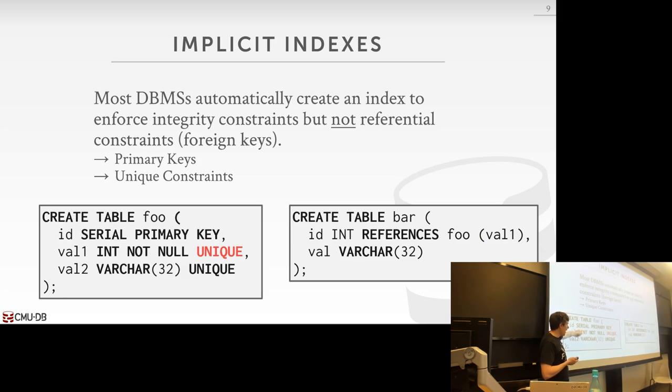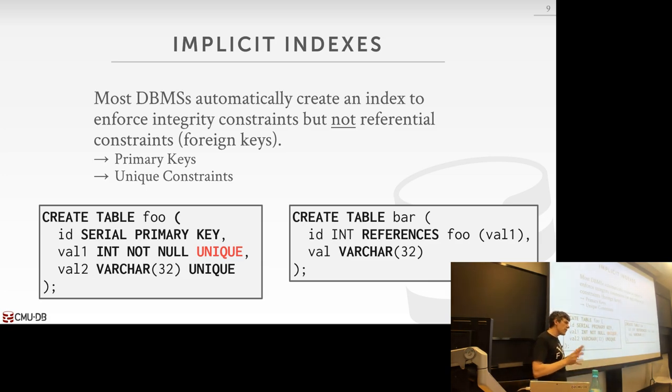Instead, you just add the unique clause here, and that builds an index automatically for you that it can then use to enforce this. Because basically the way foreign keys work is that every single time I insert a new tuple into bar, I have to have this ID. Then to make sure that it matches a tuple in this table, I do a lookup in that index and see whether there is a parent referential match.